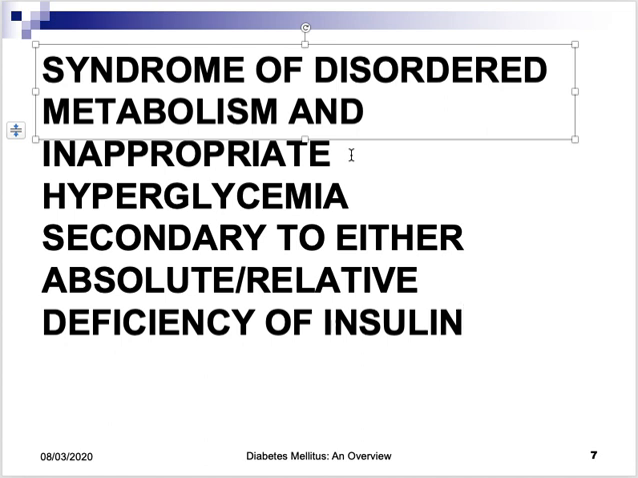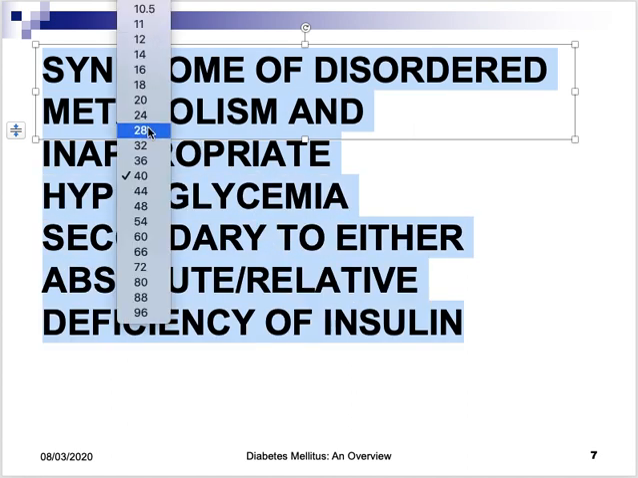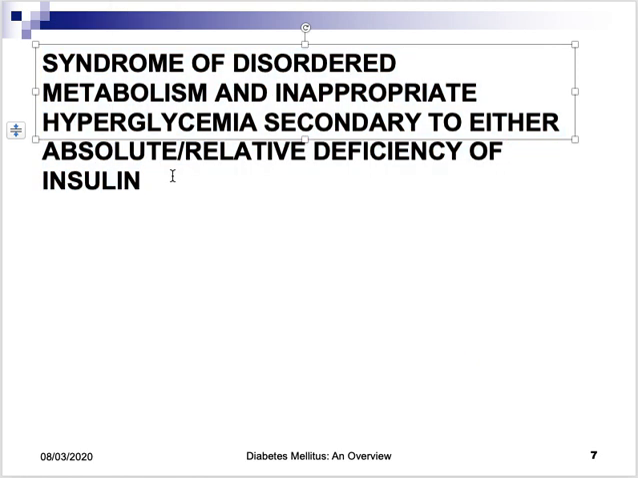When the deficiency of insulin is absolute, it means the insulin is completely absent, which is the case in type 1 diabetes mellitus, right? But when the deficiency is relative, the insulin is there, but it is low in quantity. That is the case in type 2 diabetes mellitus. But type 2 diabetes mellitus has one more thing: there is resistance to insulin.